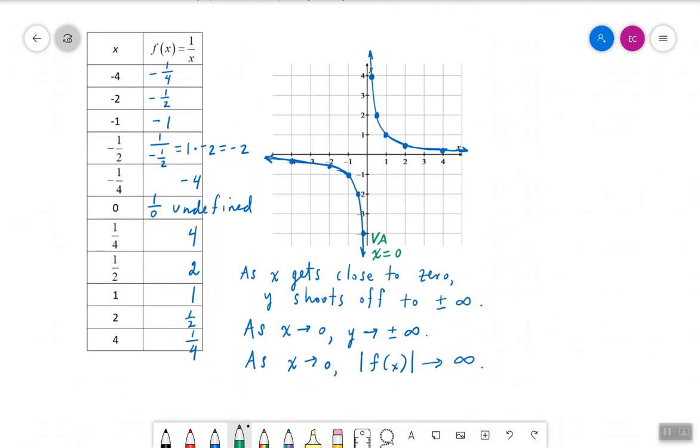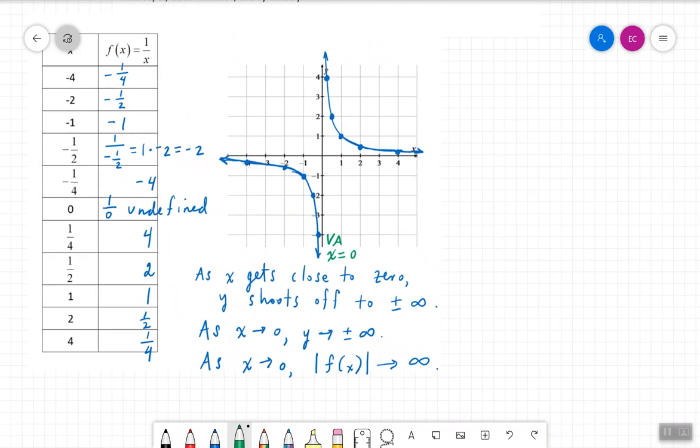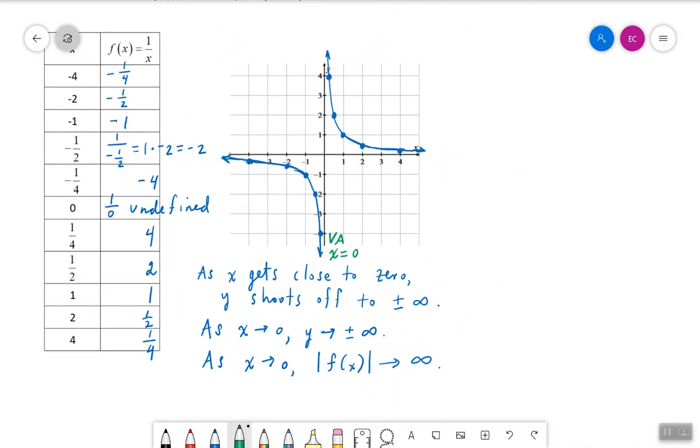And then there's another observation that we want to make. Which is to say, as x gets large, as x goes off to positive or negative infinity, as x goes to positive or negative infinity, what does y do? Out at the right end, x goes to infinity, and y keeps getting closer and closer to 0.